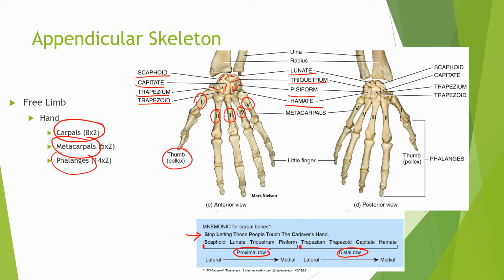Now the phalanges are broken down into a proximal phalanx, a middle phalanx, and a distal phalanx. The only one that does not have a middle phalanx is the thumb. The thumb only has a proximal phalanx and a distal phalanx. Therefore, we have a total of 14 phalanges in one hand.